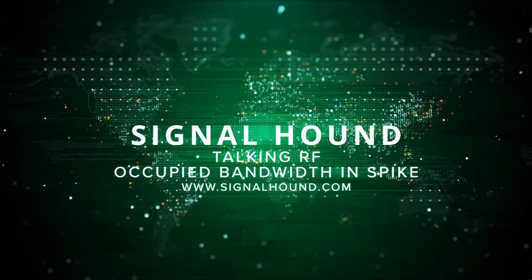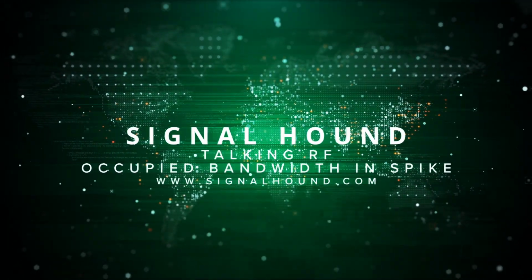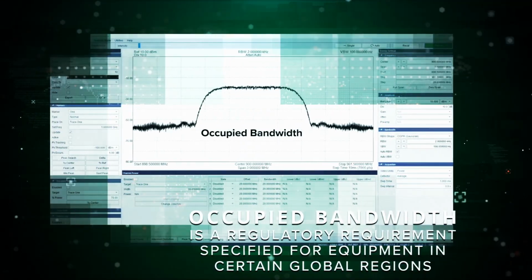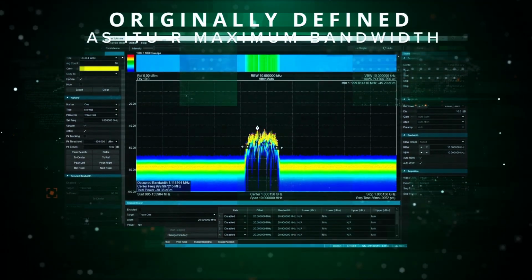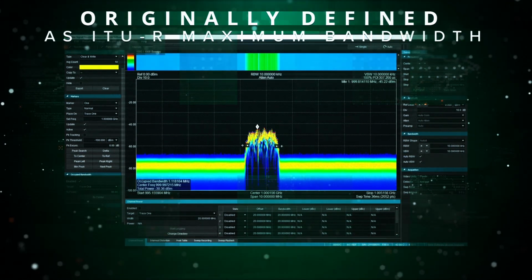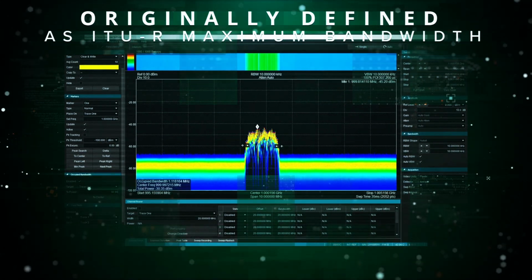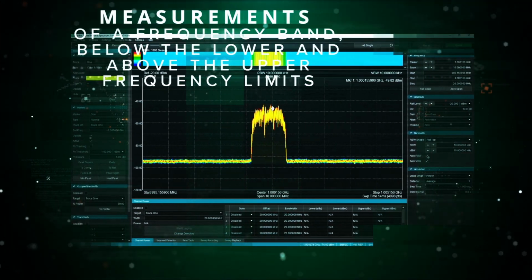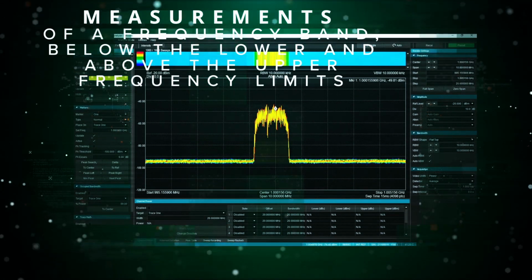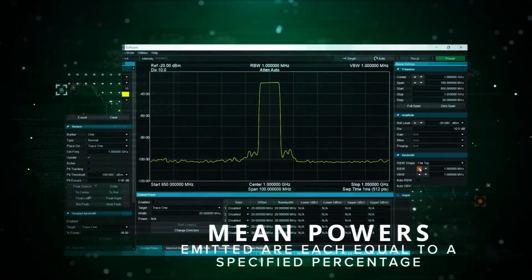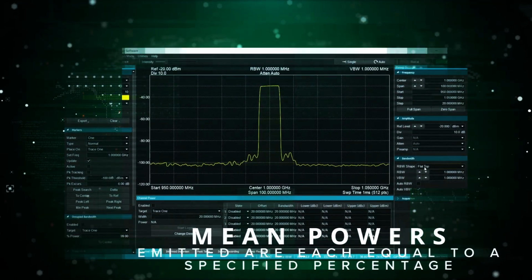This is Signal Hound's Talking RF, and today we're talking about occupied bandwidth. Occupied bandwidth is a regulatory requirement that is specified for equipment in some global regions. It is originally defined by the ITU-R as a maximum bandwidth, outside of which emissions do not exceed a certain percentage of the total emissions. The occupied bandwidth feature in Spike measures the width of a frequency band such that, below the lower and above the upper frequency limits, the mean powers emitted are each equal to a specified percentage of the total mean transmitted power.